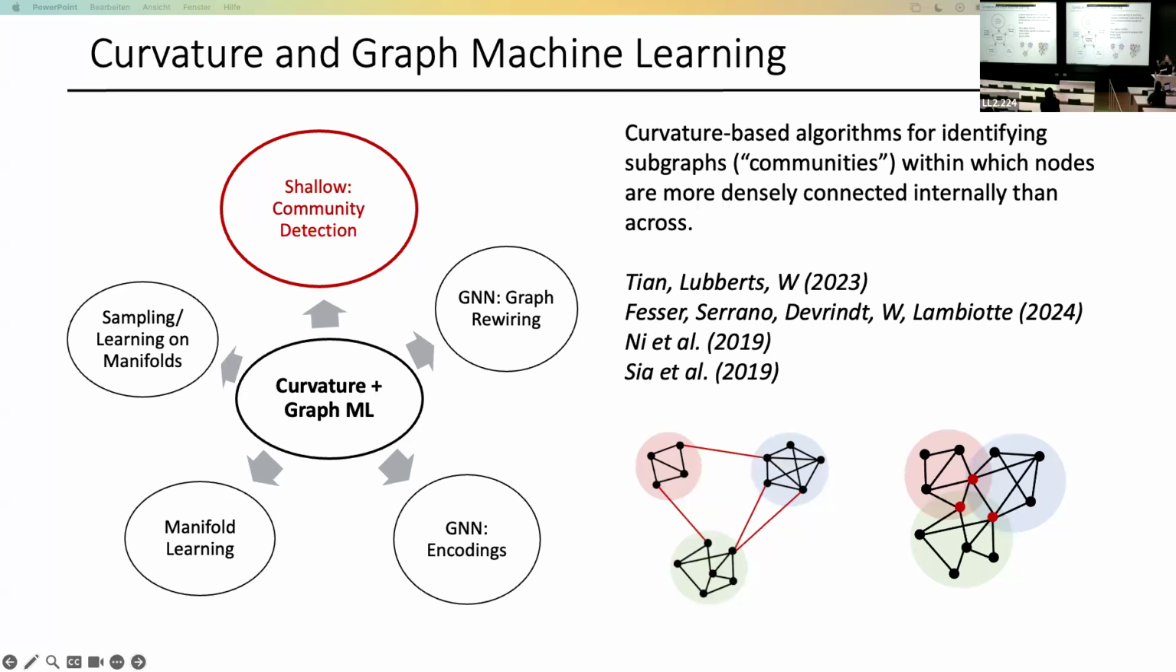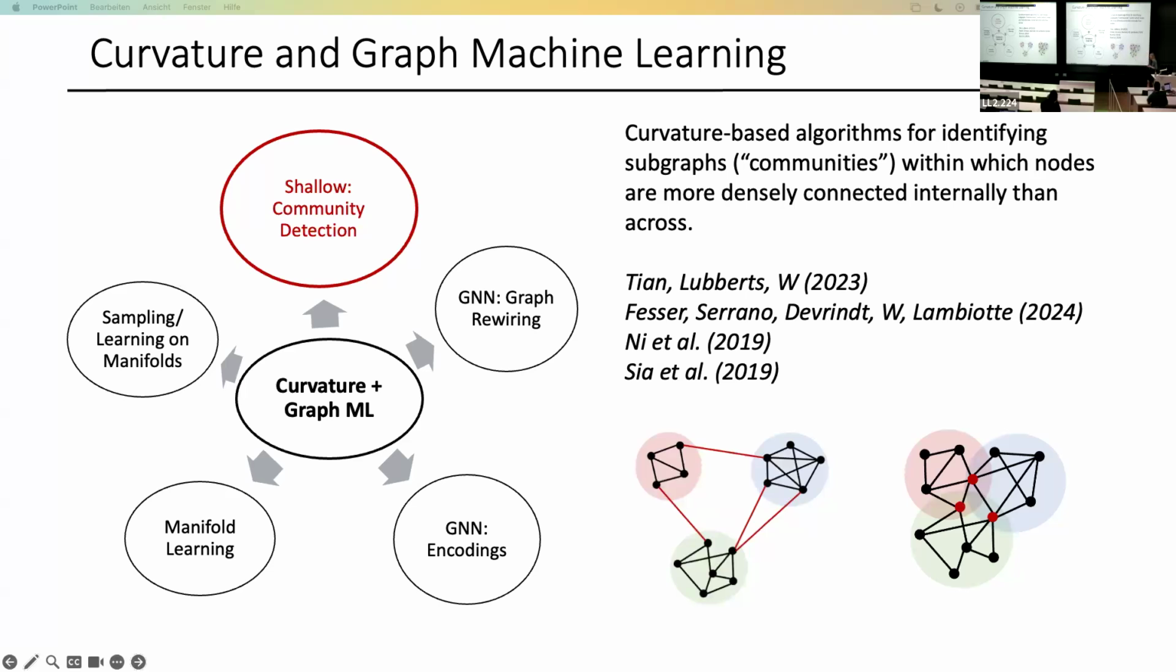So a classical class of algorithms where curvature has been used for quite a while are shallow graph machine learning methods. So the canonical task or example here is community detection. Community detection is an unsupervised task. Here we're given a single input graph, and we want to identify densely connected substructures in the graph. For instance, in the example that you see here, we have three subgraphs that are much more densely connected than the connections between them.